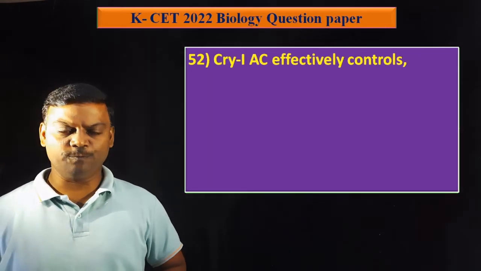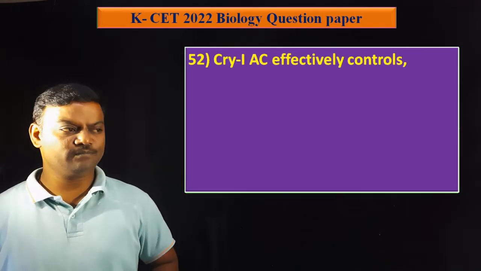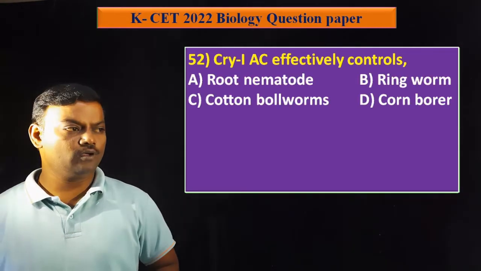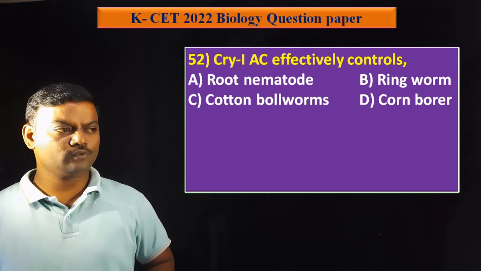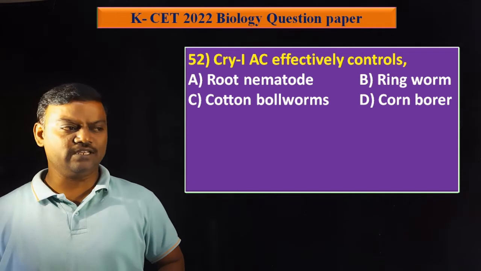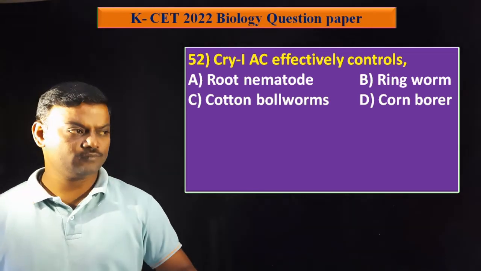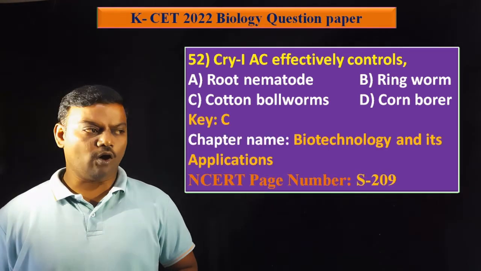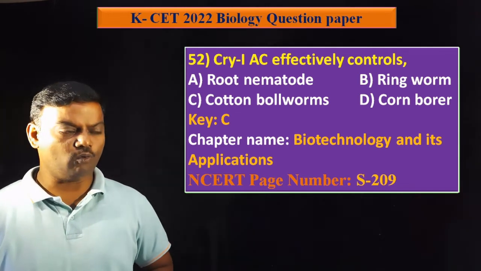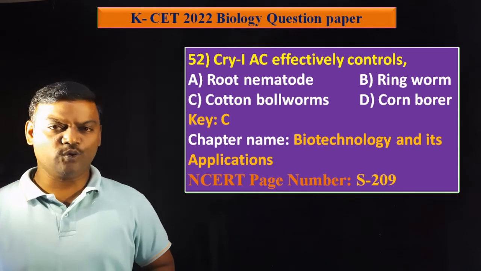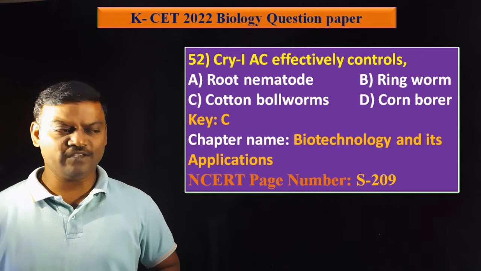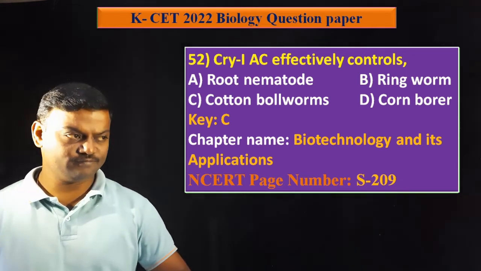Question number 52. Cry1Ac effectively controls: option A, root nematode; option B, ringworm; option C, cotton bollworms; option D, corn borers. The correct answer is option C. Cry1Ac genes effectively control cotton bollworms. It is a question from Biotechnology and its Application, NCERT page number 209.